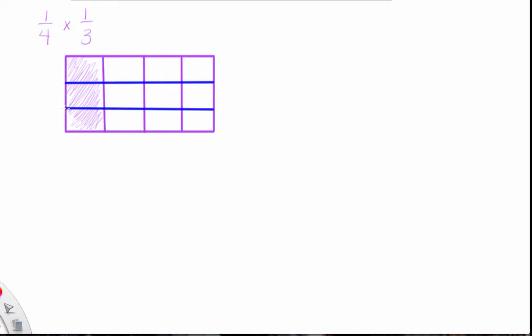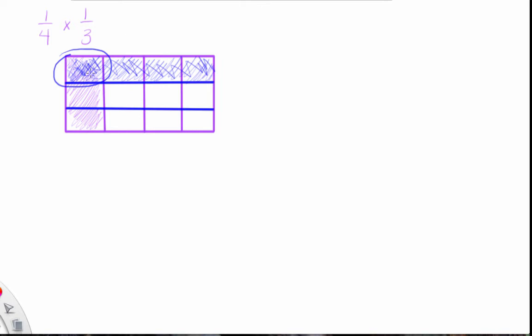So now I've divided my fourths into thirds, and I'm going to shade in 1/3 of this rectangle. I already shaded in the 1/4 when I had it just divided into fourths. Now I'm going to shade in 1/3, and we're going to see what happens. So 1/3 is this whole bar going across the top. Now, the answer to 1/3 times 1/4 is where the two sections overlap, which would be right here.